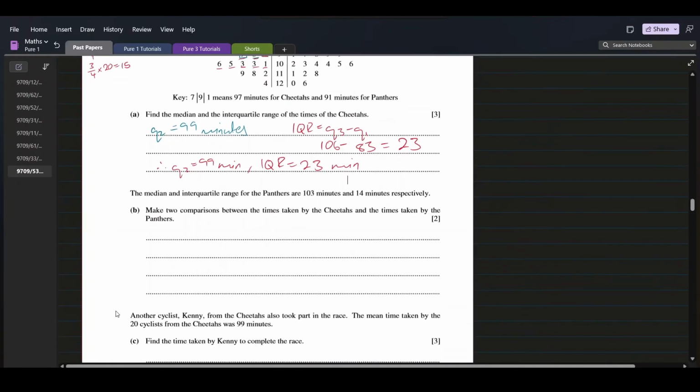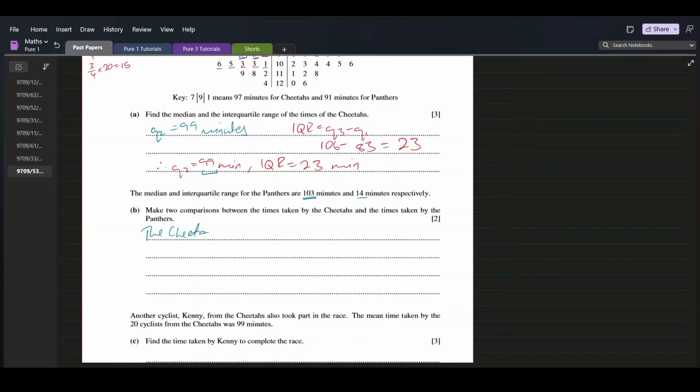Part B, the median and interquartile range for the Panthers are 103 and 14 minutes respectively. Make two comparisons between the times taken by the Cheetahs and the times taken by the Panthers. Remember that we're talking about time, so a shorter time refers to the Cheetahs being faster. So the less time they took, the faster they were. So in this case, since the median for the Cheetahs is shorter, we can state that the Cheetahs are faster than the Panthers.